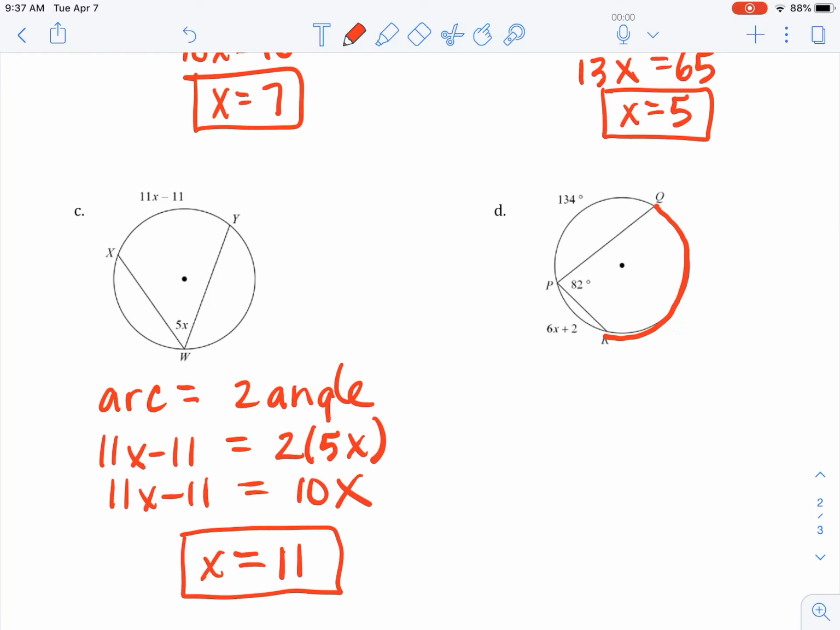So the way I would recommend doing it is if you know that your angle is 82, right? You know this angle is 82. If you double that, you will get to the arc. So the arc is going to be equal to 2 times 82, which is 164. And now I know everything about the outside of the circle. One piece is 134, one piece is 6x plus 2.